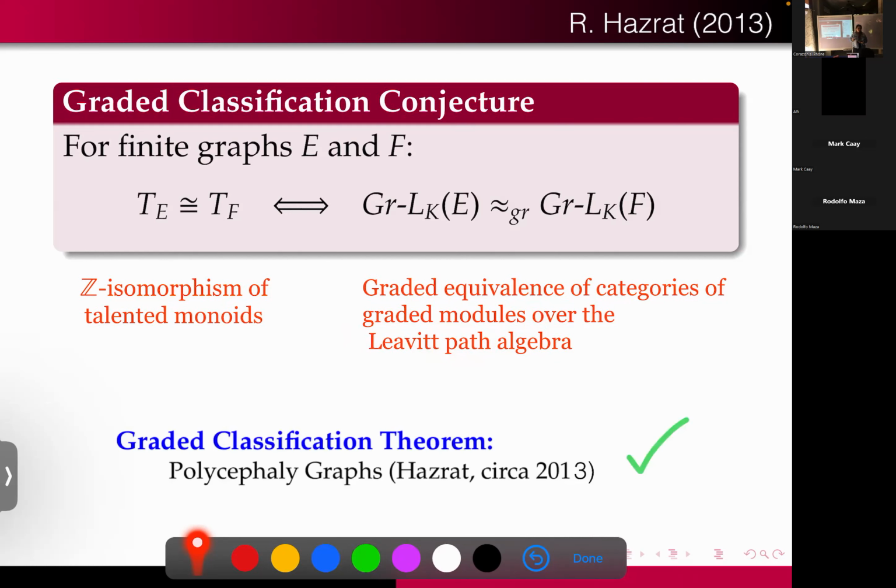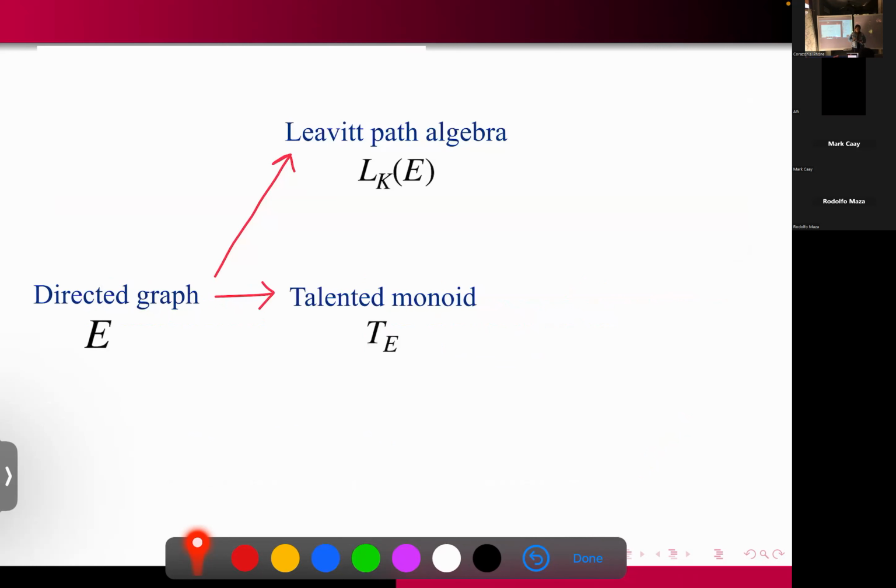And good for us trying to answer this conjecture, Roozbeh, at the same time when he conjectured this result, also said that there are certain types of graphs satisfying the graded classification conjecture, and they are the polycephaly graphs. What's a polycephaly graph? I think I have a different slide next, but anyways, probably it's going to be in the next ones.